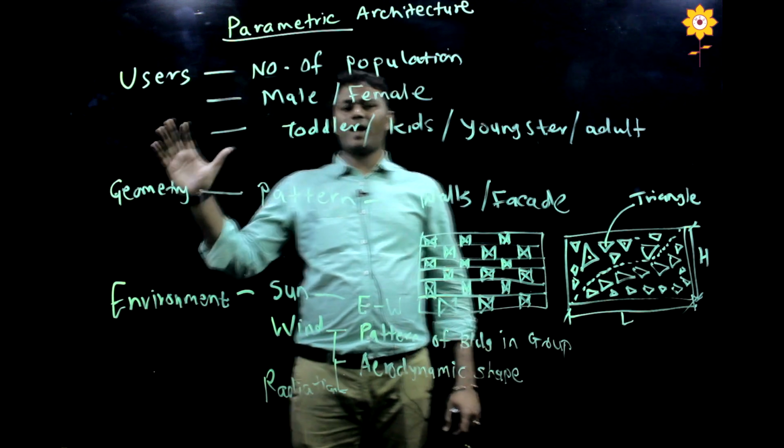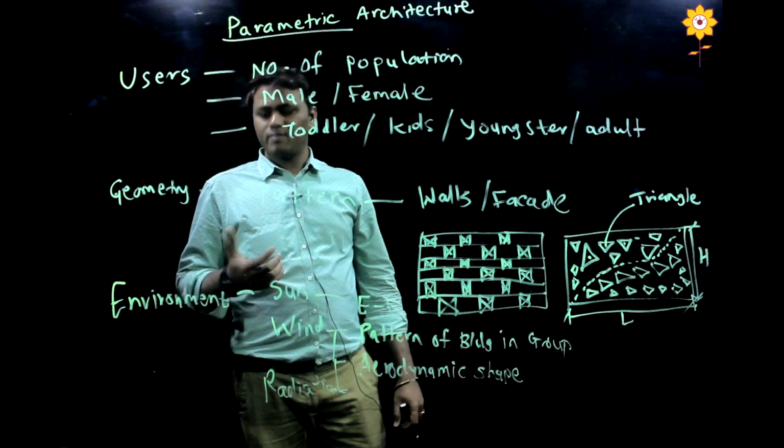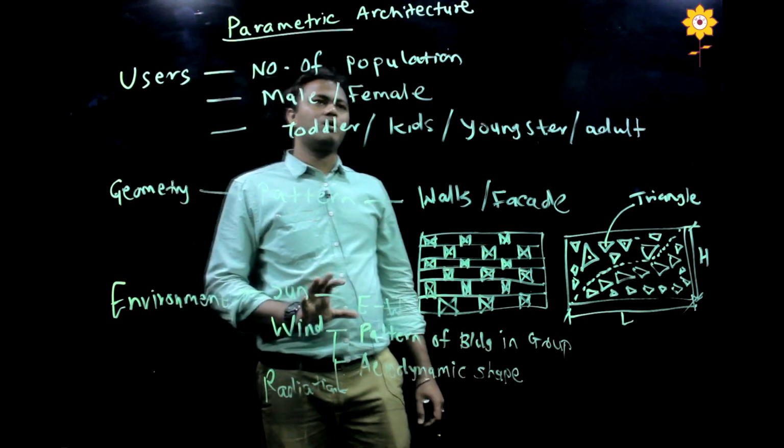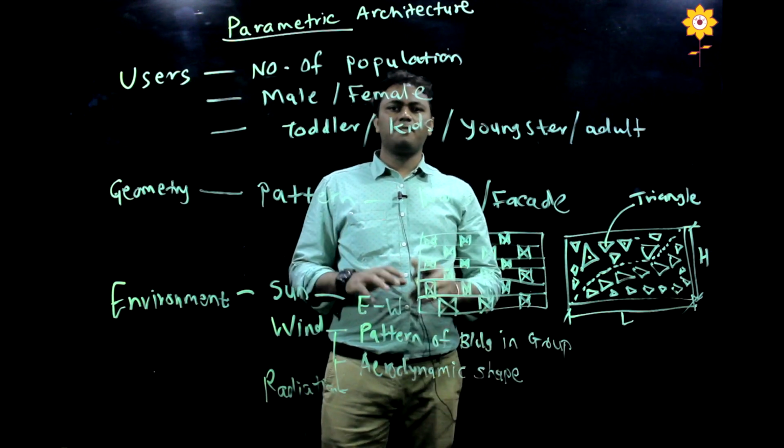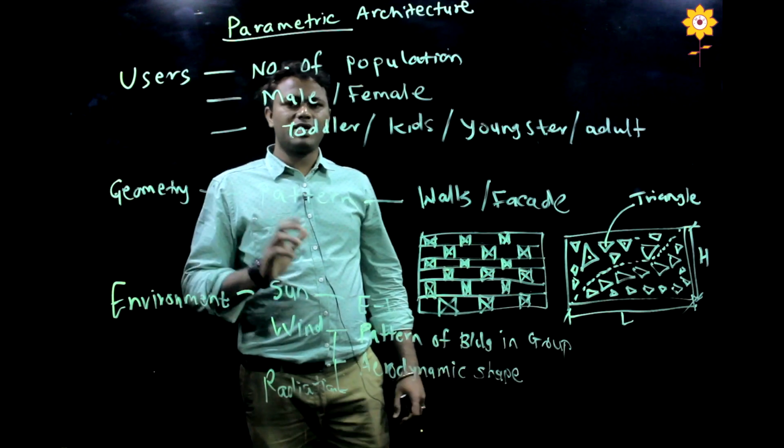So these are the patterns which are dependent on these things. Each one parameter will be there, and we are developing our architecture around this pattern. So this is a complete overview of parametric architecture.